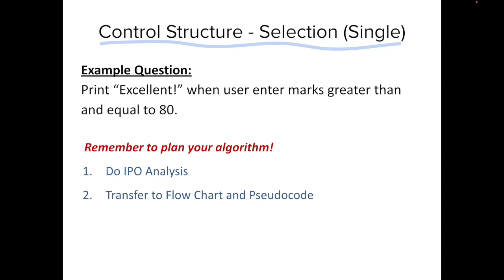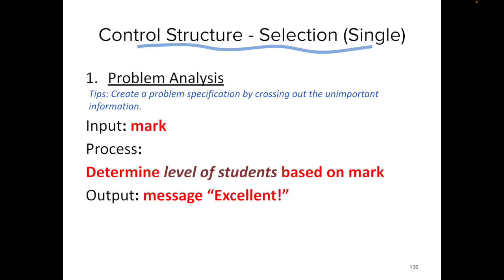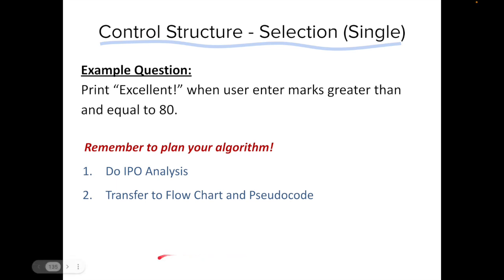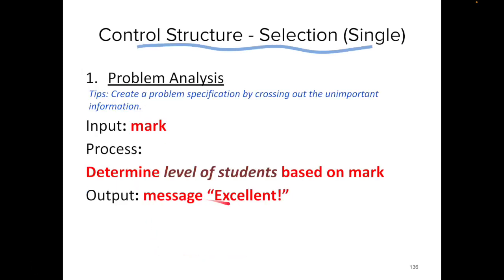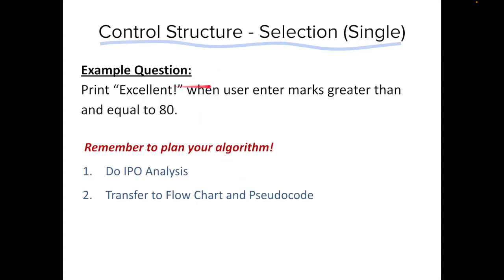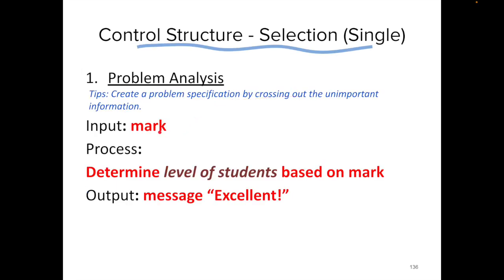Okay? So, tengok problem analysis kita. Okay. First thing first, kita nak cari output dia kan. Kita tengok balik soalan. Output dia minta apa? Print excellent. So, our output is message excellent. And then, input dia apa? When user enter marks greater than and equal to 80, it means that we need to input variable marks. So, our input here is mark. Then, the process will be determine level of student based on mark.